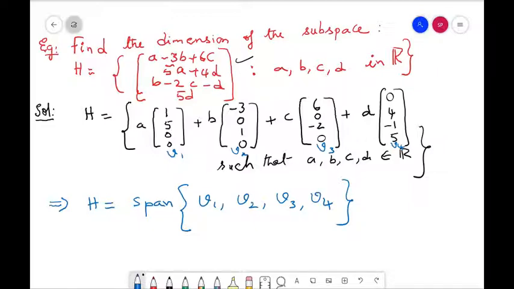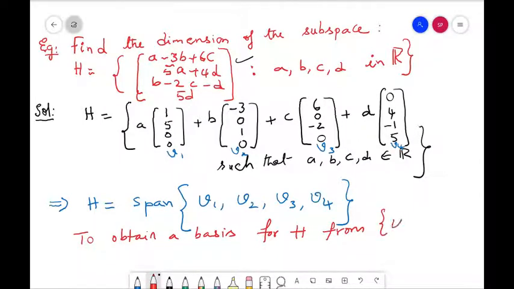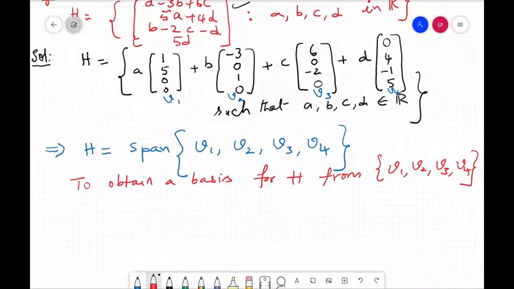So now how do we obtain a basis from the span of these vectors? Our task is to obtain the basis for H from the set V1, V2, V3, V4. For this we have the previous problem's procedure using the spanning set theorem. So let us use the spanning set theorem.